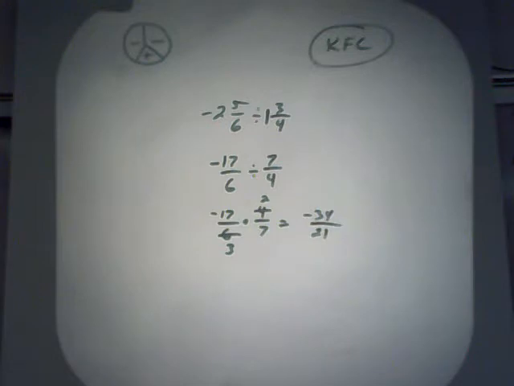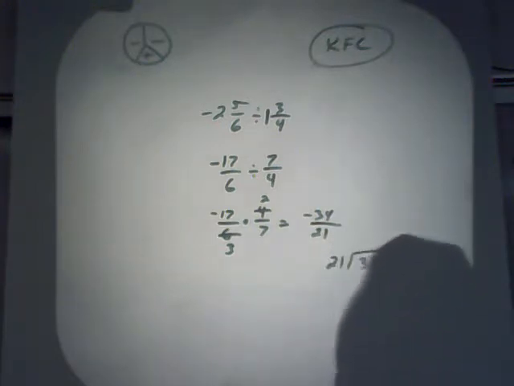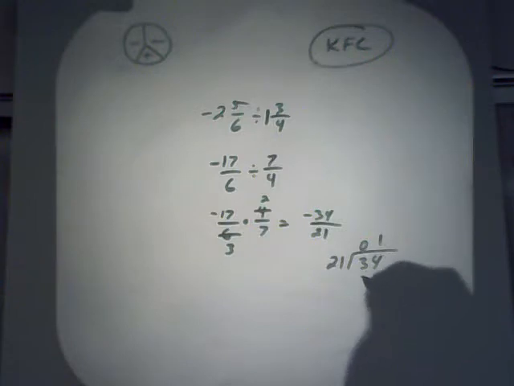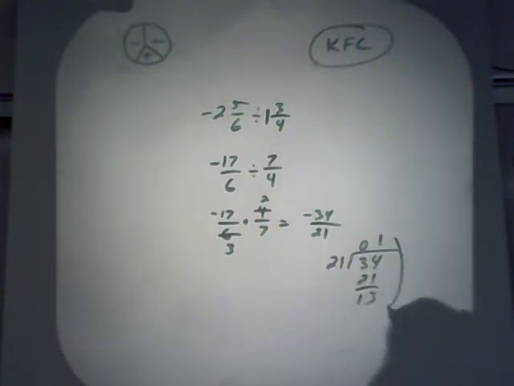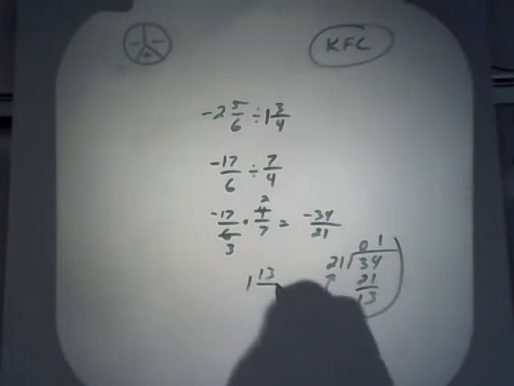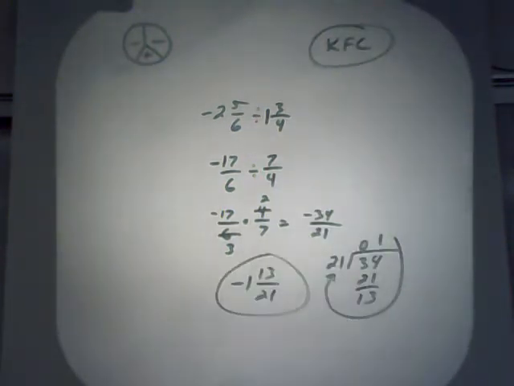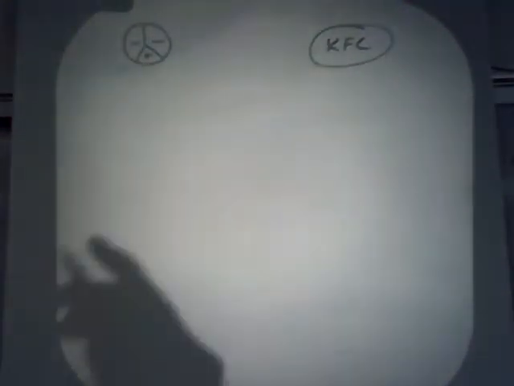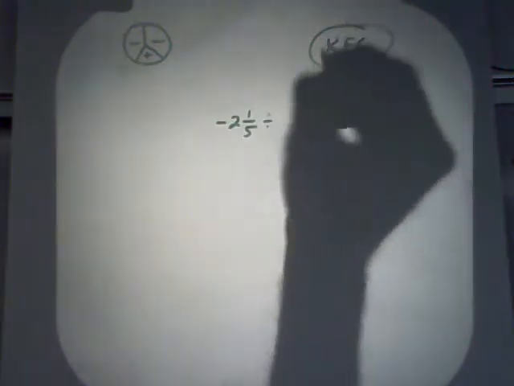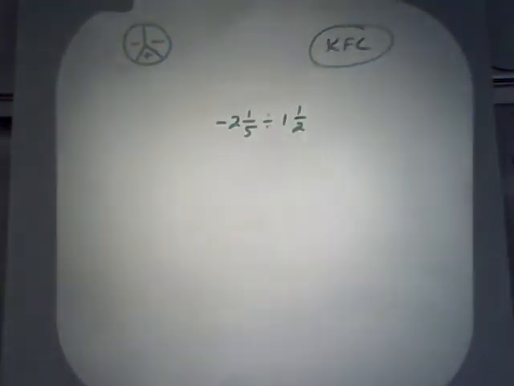Can I leave it like that? No. 21 goes into 34, what, once? I got 1 and 13/21. But it was negative, so it better be a negative 1 and 13/21 when I'm done. Keep, flip, change. Let's try another one. Let's go with, I don't know, negative 2 and 1/5 divided by 1 1/2. Try that one, please.